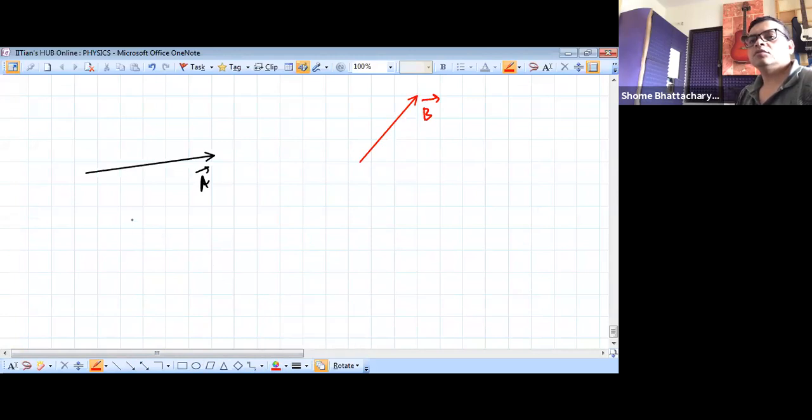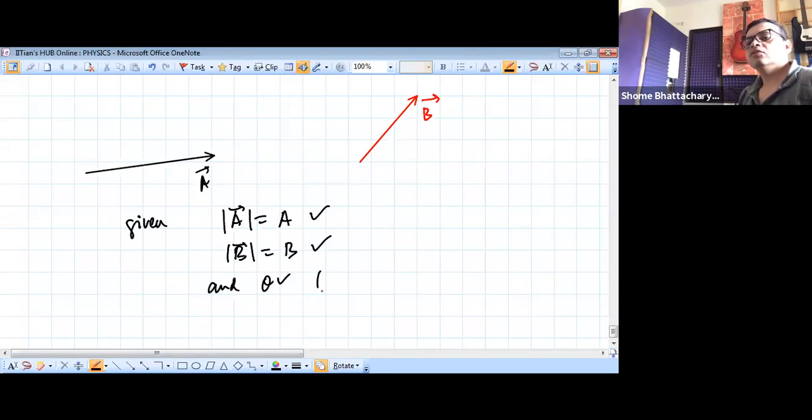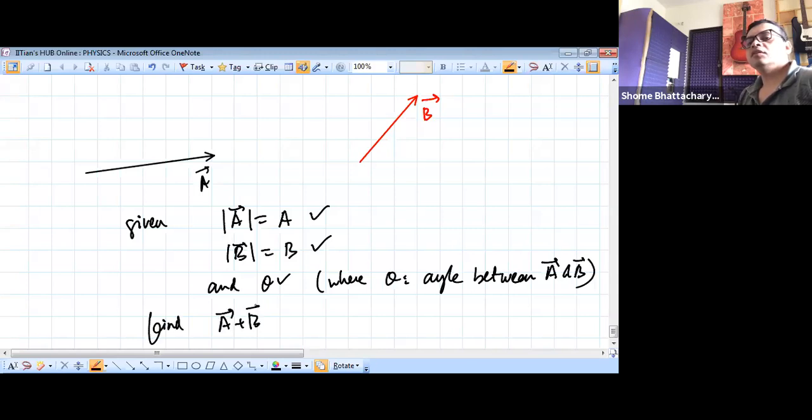So given that we know that the magnitude of A is capital A, we are just using the scalar symbol A to represent the magnitude of A. The magnitude of B is capital B. So that's also known to us. And theta is known to us, where theta is the angle between vector A and B. Now we want to find A plus B. We want to find this.